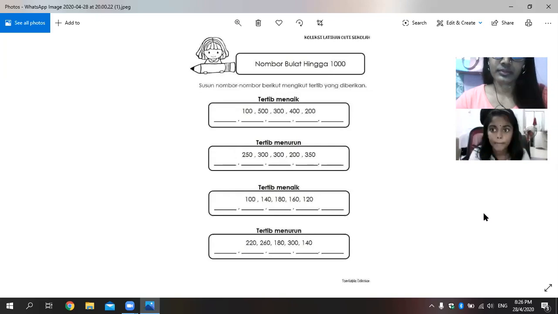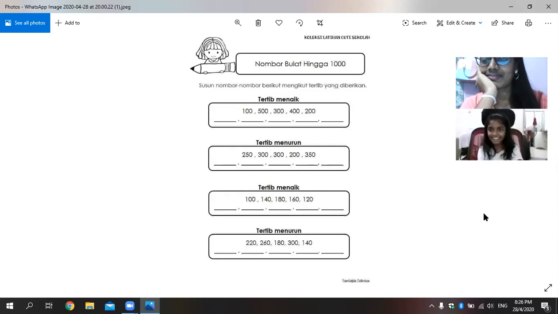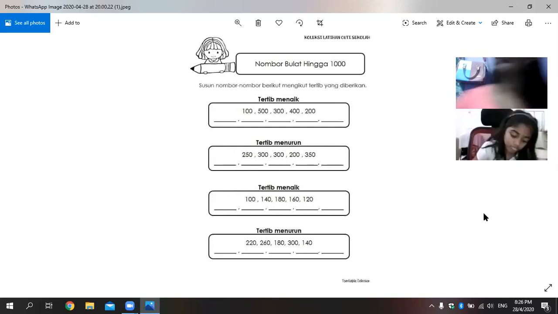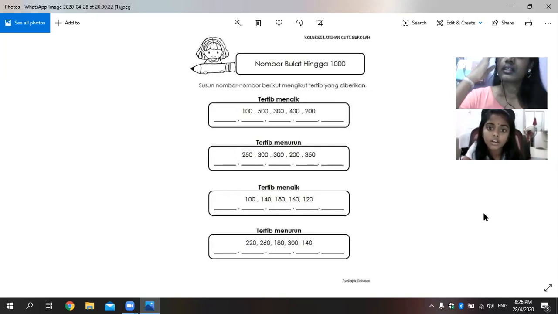I can see teacher's face. Now you can see? You want to ask me anything? How to do the tertib menurun? Tertib menurun, you need to write down numbers from big to small. You need to write down the big number first and then you go to small numbers.